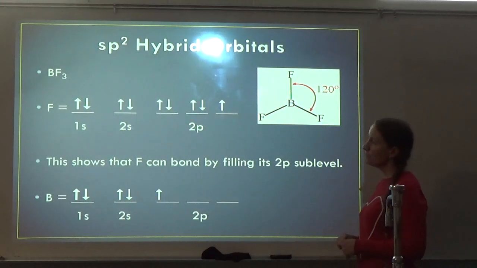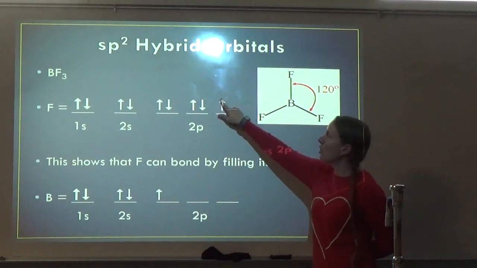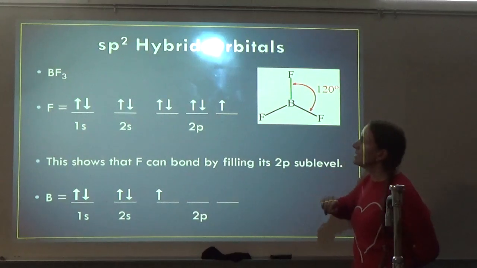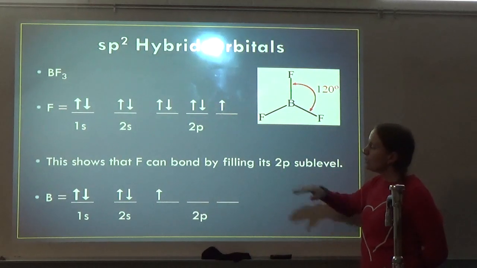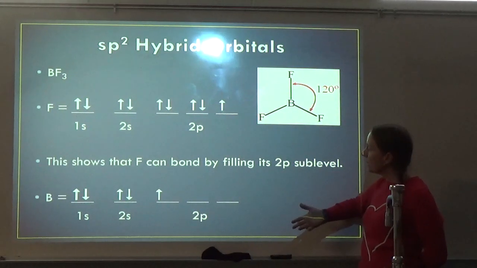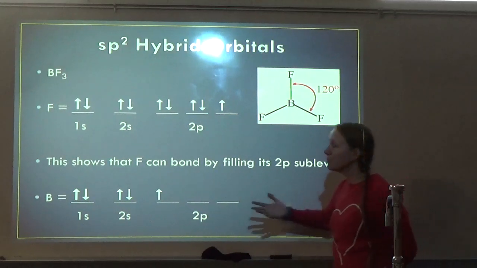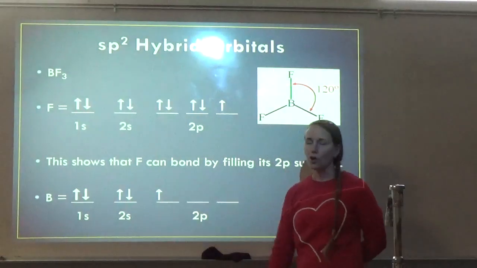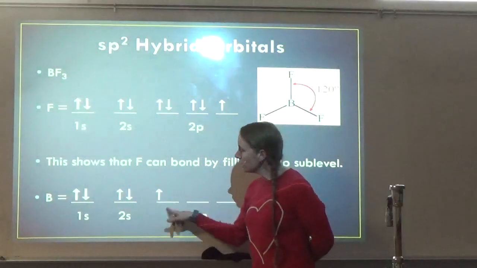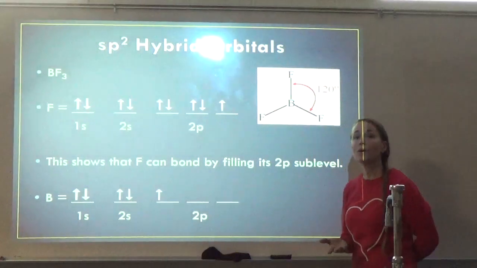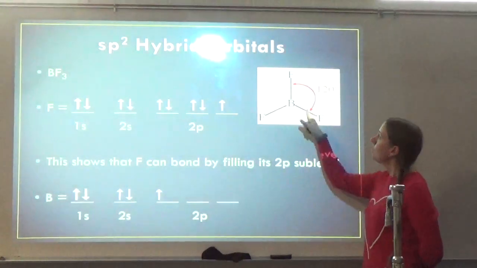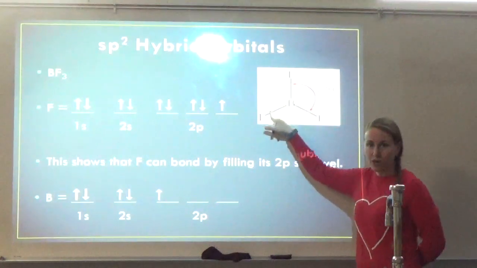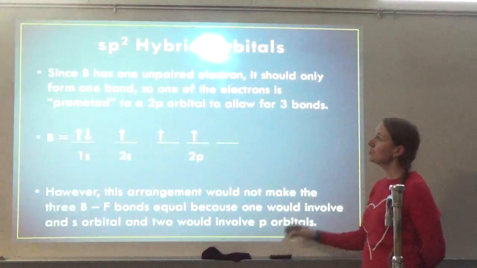So now let's look at BF3. So again, F is all ready to form one bond and get that last unpaired electron taken care of. So this shows that F can bond by filling its 2p sublevel. However, B has some paired electrons and has one lone electron. So it seems as though B should only be interested in forming one bond to get that other pair, but we can clearly see that it's going to form three, and all of these bonds are identical. So we're going to have to do some hybridization.